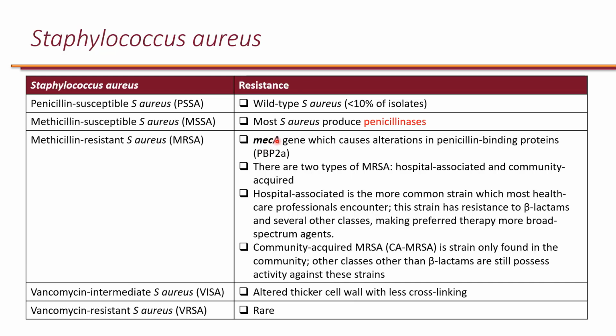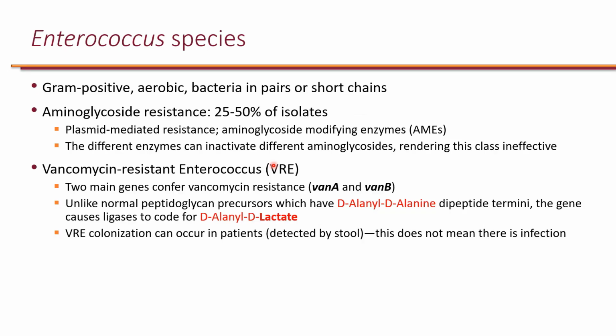Now, something of note is that the resistance gene that makes Staphylococcus aureus resistant to methicillin is the mecA gene, which can be identified on rapid diagnostics, and this is the gene responsible for alterations in penicillin binding protein 2A, and that is the target site for the methicillin class, so nafcillin and oxacillin, as well as cefazolin. They bind to the site. So when there is mutation, alteration in this, they no longer can bind to penicillin binding protein 2A, which makes it resistant to that class.